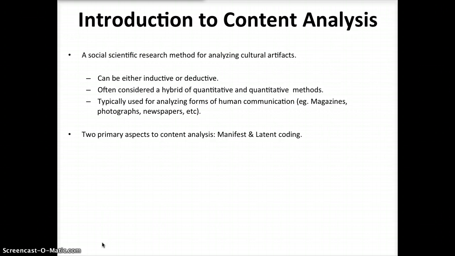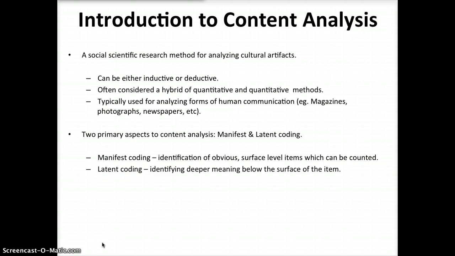In terms of the descriptive part, we have two primary types: manifest coding and latent coding. Manifest coding is the process of looking for and then describing the most obvious empirical components of the item being studied. These are the things that are on the surface and can be fairly easily identified, described, and counted. Latent coding is the process of identifying the deeper meanings and symbols behind the words or images being counted. Because latent messages are not obvious, this is also where we start to move from description to interpretation.